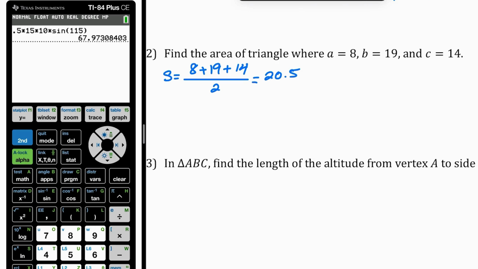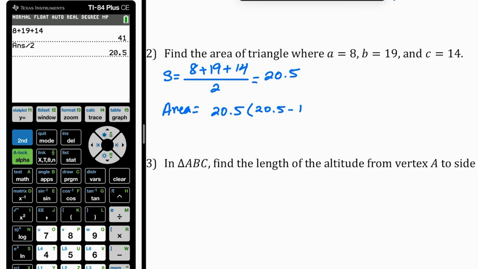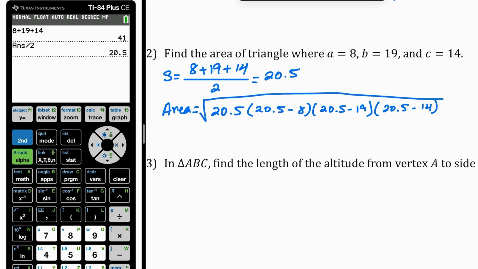So just make sure that when you're putting this into the calculator, 8 plus 19 plus 14, you do that first, then divide by 2. If you're not getting 20.5, it's probably because you're putting the calculator wrong. So Heron's formula ends up giving us a brand new formula where we're going to take, I'm going to leave that square root off till after I'm done. We take the side length S that we got and multiply it by the difference of that S with all three side lengths. So the 8, the 19, and the 14. And we're going to put that all inside the square root.